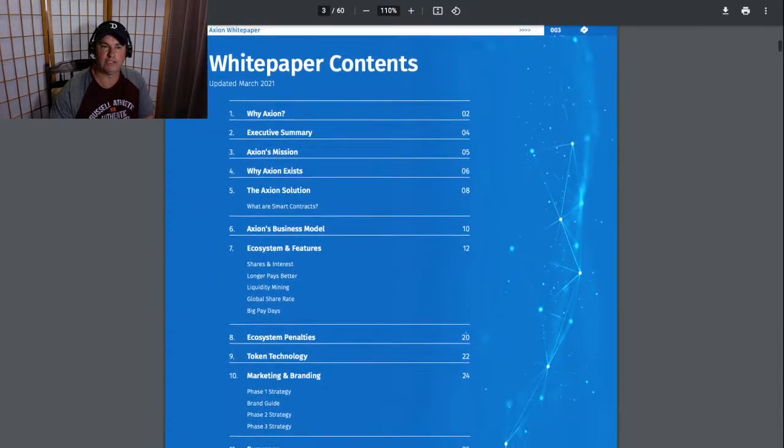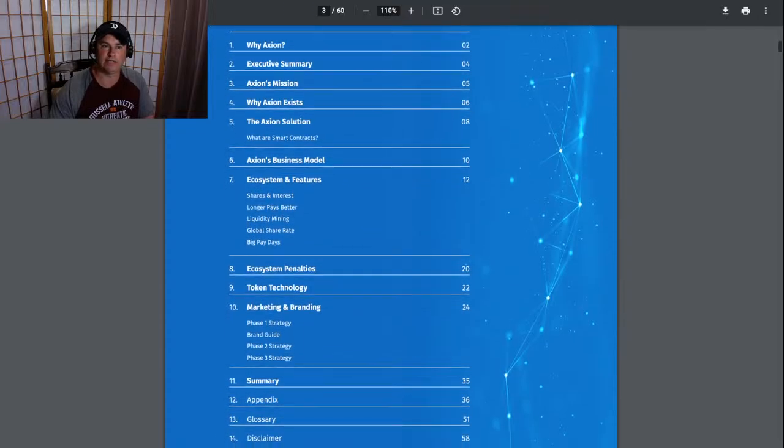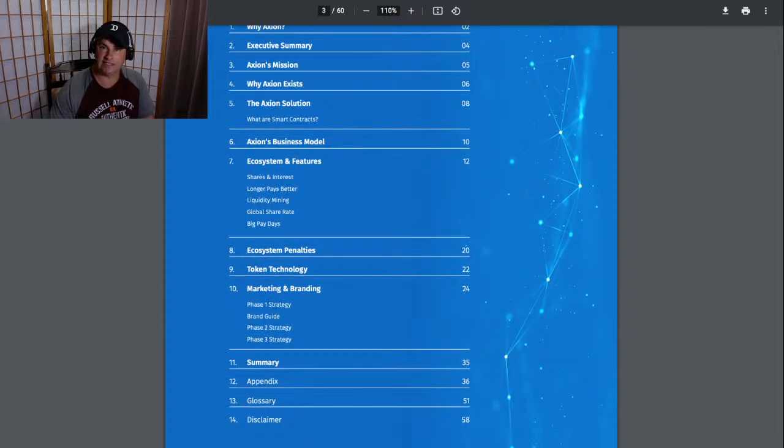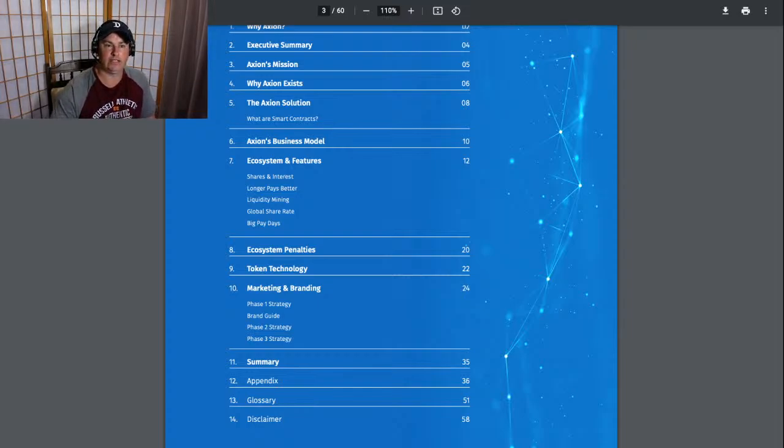We've got the white paper contents. So let's have a quick look. We've got why Axion, executive summary, Axion's mission, why Axion exists, the Axion solution, Axion's business model, ecosystem and features, ecosystem and penalties. So there are penalties for early unstaking and stuff like that. Obviously, if you make a commitment with investing or staking, and you decide to withdraw from that, you're actually sort of breaking your commitment, and penalties apply. And that goes back to all the rest of the stakers. So it's great to be a staker. Ecosystem and features, sorry, I talked about that. Token technology, marketing and branding, which is going to be a separate video. Summary, and then there's some appendix, glossary, and a disclaimer, of course. So pretty neat. Let's move on, shall we?